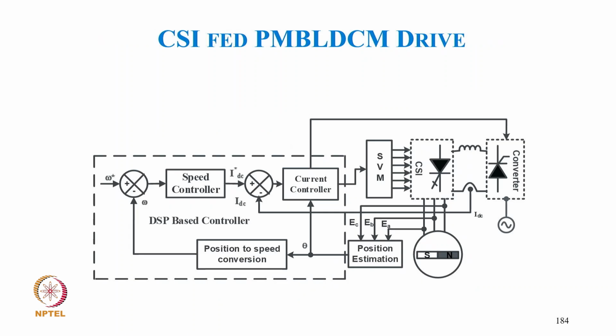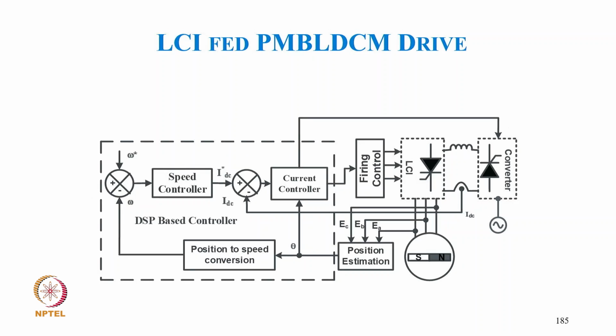This is again typically with the CSI inverter. So we have back EMF sensing and the position and the speed, and we have a speed controller giving the DC link current reference. We sense the DC link current, which the current controller uses to give the firing angle to the thyristor converter. From the output of this we give a space vector modulation to the current source inverter for PWM switching. And this is typically for the LCI fed synchronous motor drive.